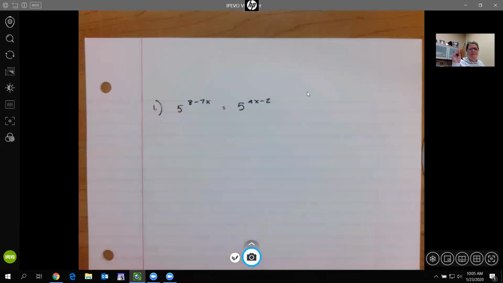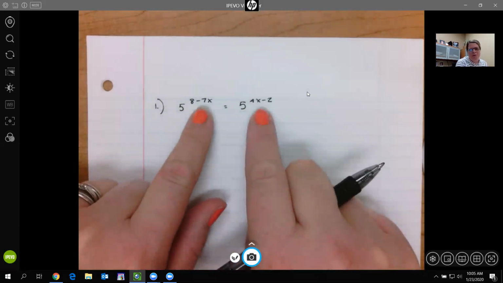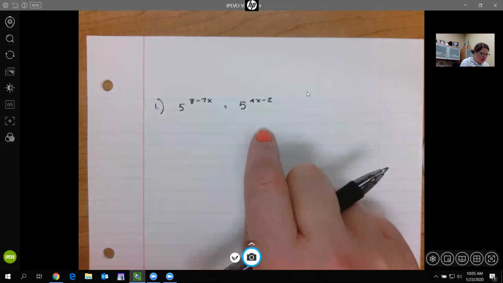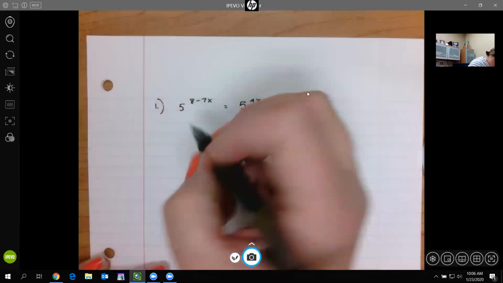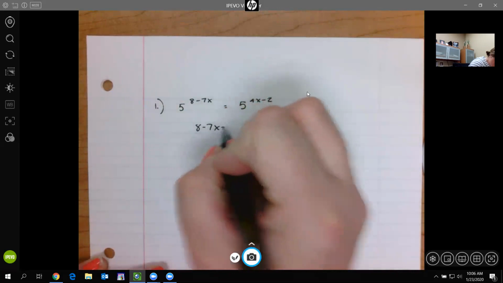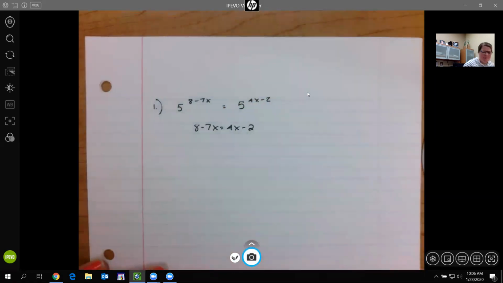So I have both the bases and an exponent. What we should notice right away is we have the same base. They're both 5 to this power. So it would make sense that if these two exponents equal each other, then that would be our solution that would work for both sides. So we're going to make our exponents set equal to each other, and then just solve that equation from there.